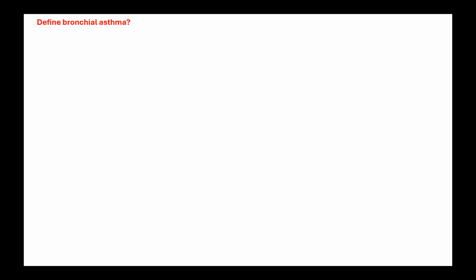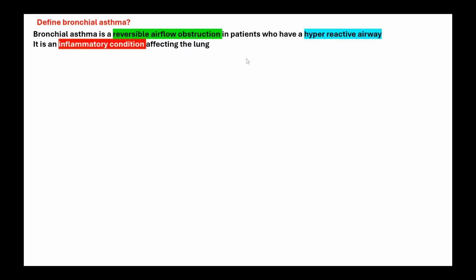Chronic inflammatory disease of airways. Which is reversible, sir. Where there is reversible airflow obstruction. Yes, that is the first characteristic we have to say. So, it is a reversible airflow obstruction in patients who have a hyperreactive airway and it is an inflammatory condition affecting the lungs. That is the definition of bronchial asthma.